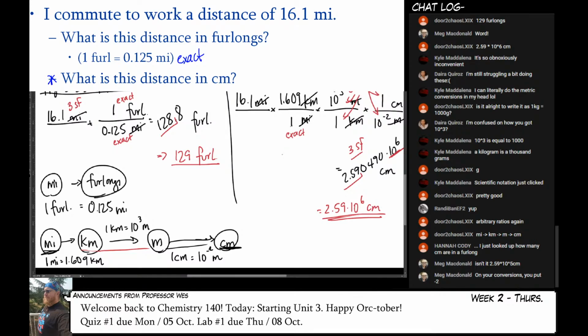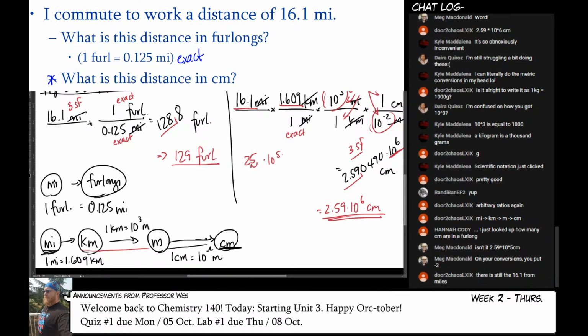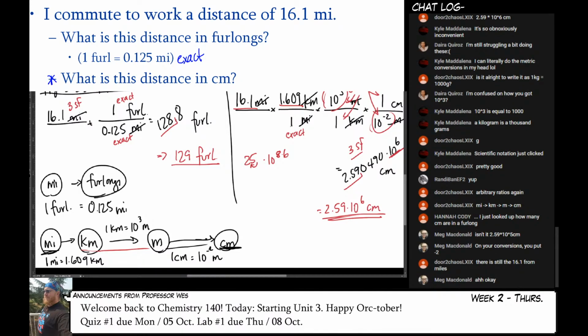Oh, I see what you're saying. Okay, so this right here and this right here, that would give you a number that is times 10 to the 5. But these two numbers multiplied together give you a number that would be this. And so when I move the decimal point over, that happens. There you go.